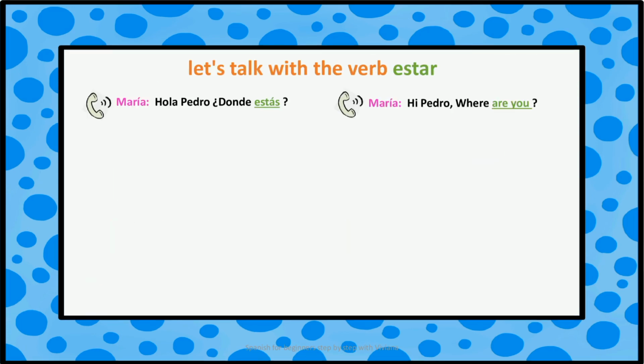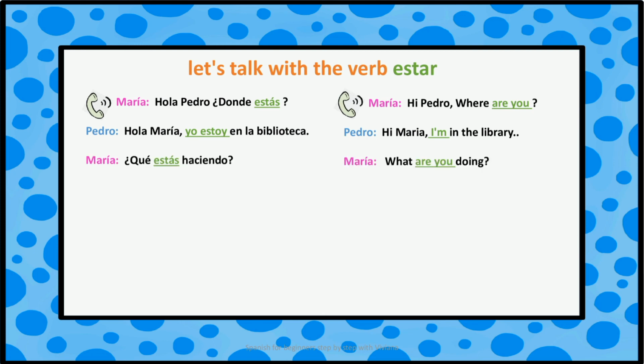Now you know how and when to use the verb estar. Let's see how this verb is used in a conversation. Hola Pedro, ¿dónde estás? Hi Pedro, where are you? Hola María, yo estoy en la biblioteca. Hi María, I'm in the library. ¿Qué estás haciendo? What are you doing? Yo estoy estudiando. I'm studying.